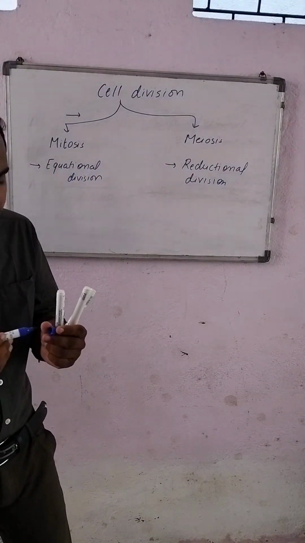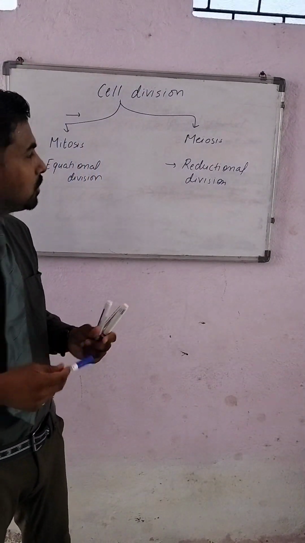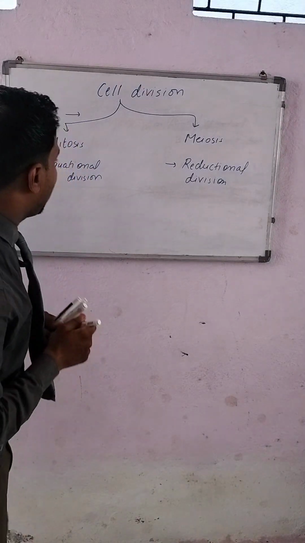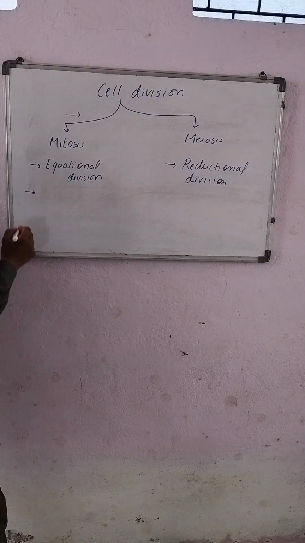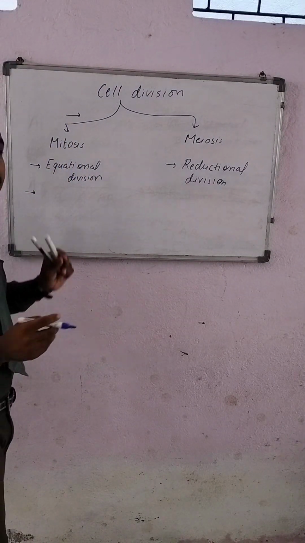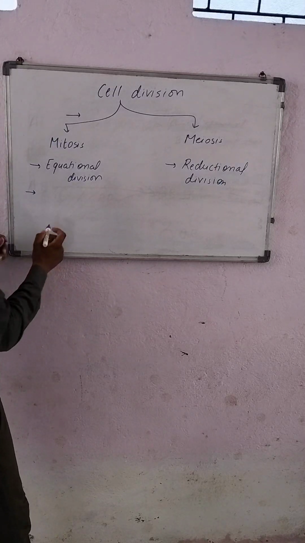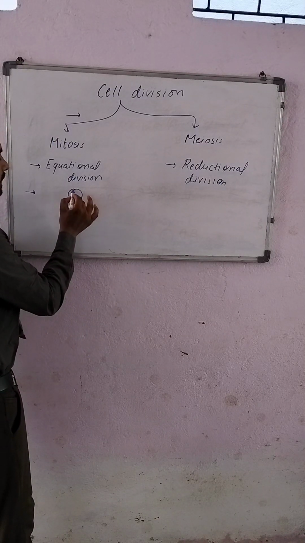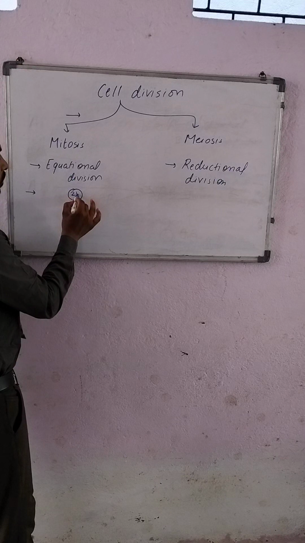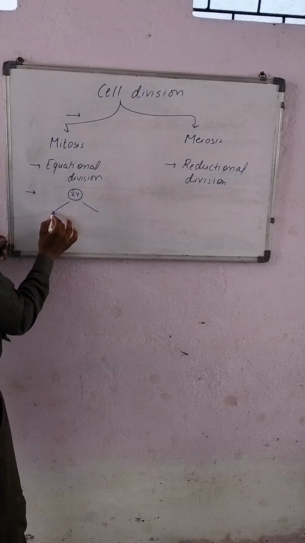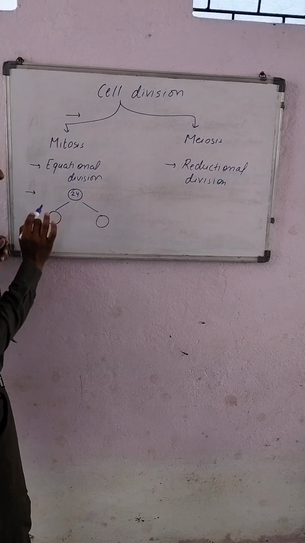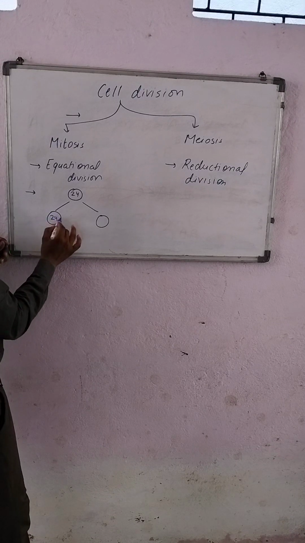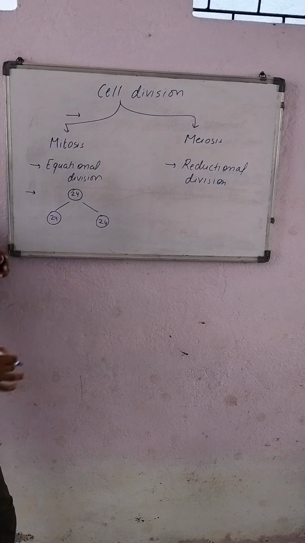Why is mitosis known as equational division? Why is meiosis known as reductional division? Let's see. Equational division means the number of chromosomes remains the same as in the parent cell. For example, in a parent cell, the number of chromosomes is 24. So in the daughter cell, the number of chromosomes remains the same, that is 24 and 24.